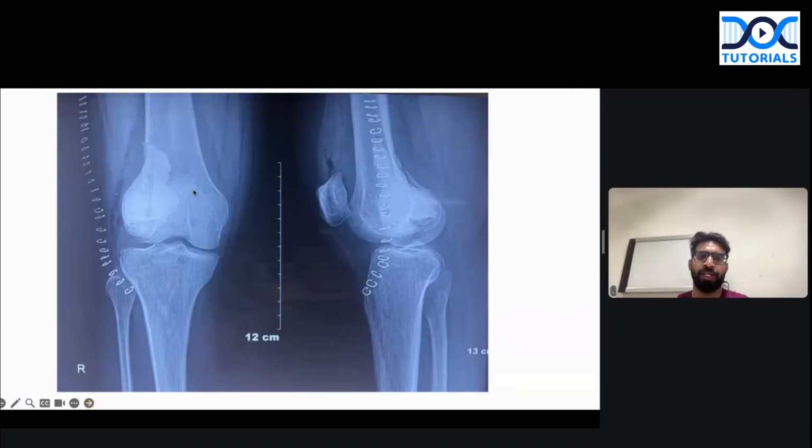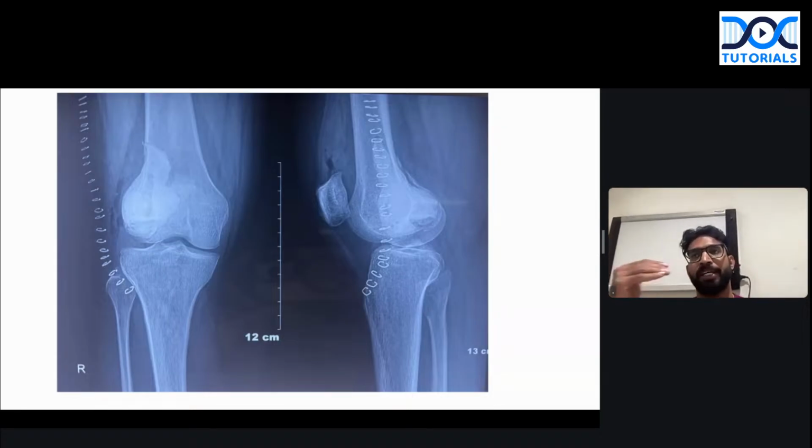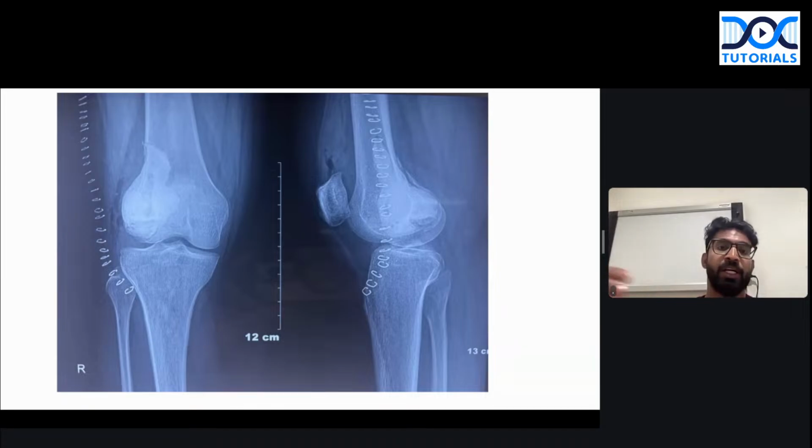And this is the post-operative X-ray. The protocol is that we are not allowing her to bear weight for the next 3 months. ROM to be started after 3 weeks. Suture removal after 2 weeks. And after 3 months, once we get a repeat X-ray done, we'll make her walk.